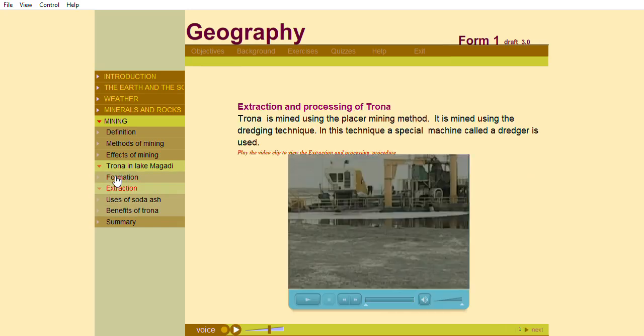Extraction and processing of trona. Trona is mined using the placer mining method. It is mined using the dredging technique. In this technique, a special machine called a dredger is used.